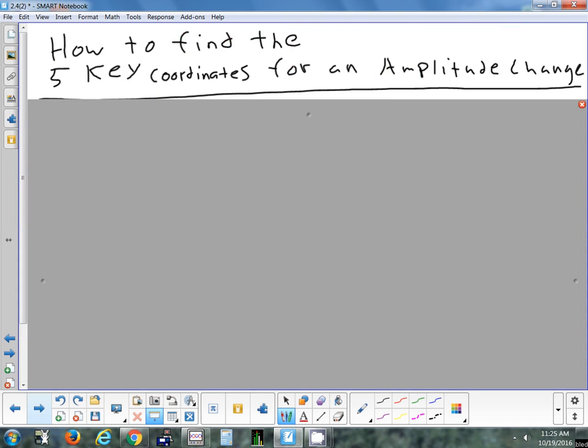All right. So now we know what an amplitude change looks like. We know how to figure out if it's going to stretch or compress. Next thing we have to do is find those 5 important points, the 5 coordinates when we graph it.